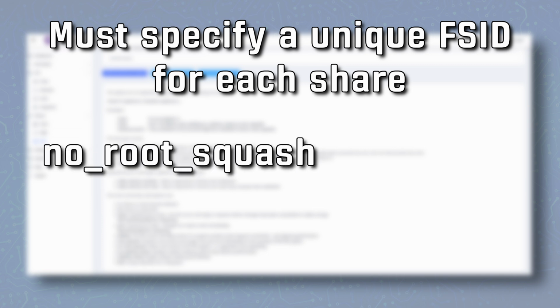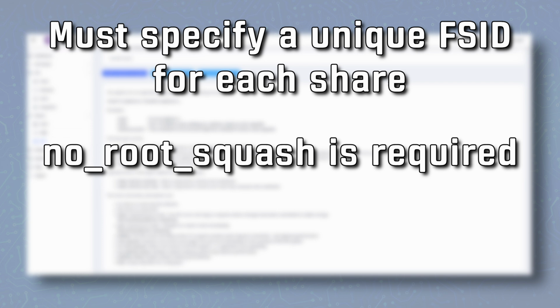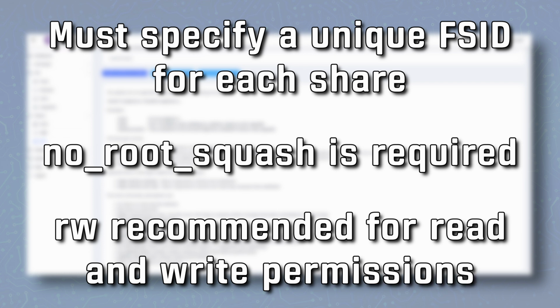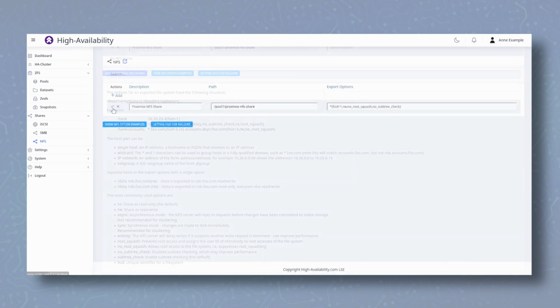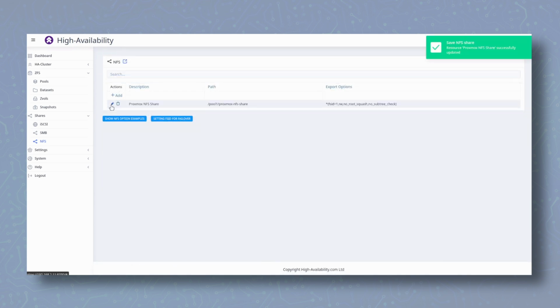Additionally, no root squash must be used, as the dataset created in the previous step has user or group ownership of root, and not using this export setting can result in permission errors on the Proxmox server. And finally, we recommend adding RW, which ensures the file system has read and write permissions. Once all this is completed, click on the tick on the left-hand side of this row to complete the share. We have now completed all of the steps required on the RSF-1 web app, so let's head over to Proxmox.